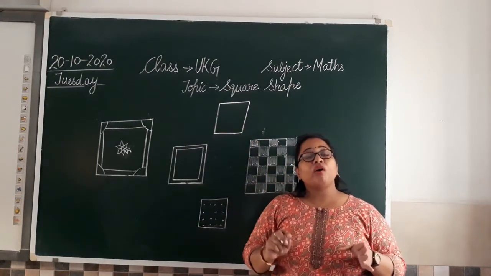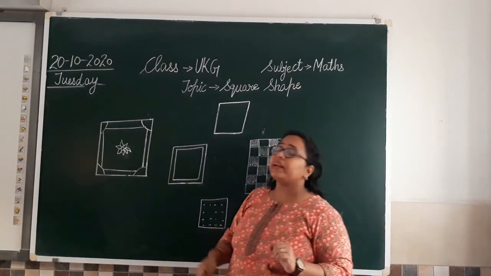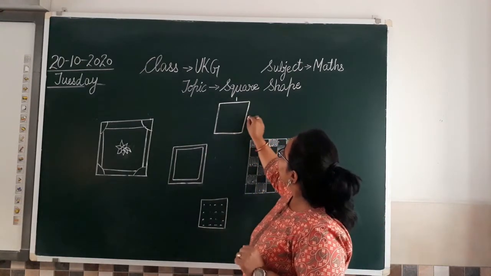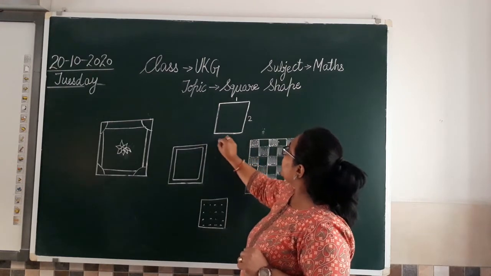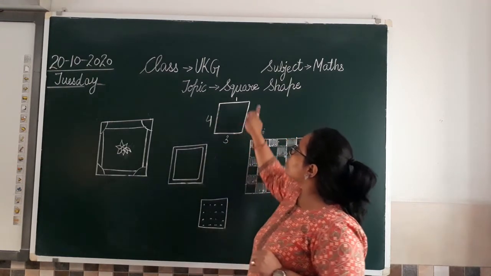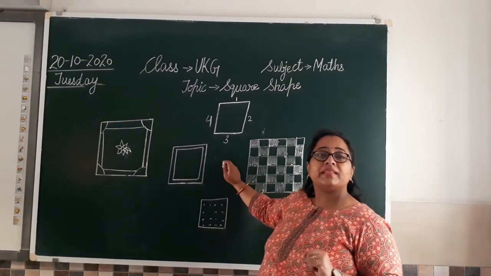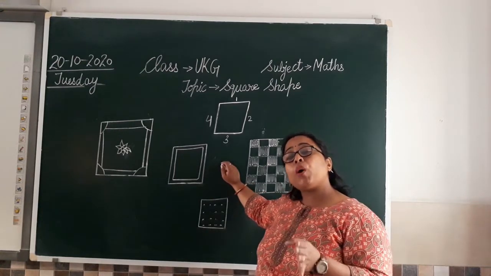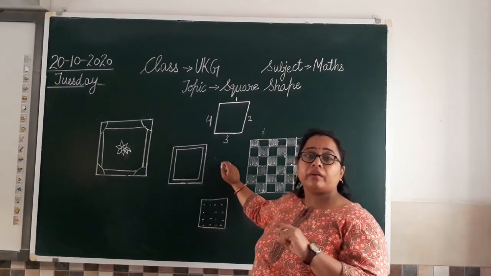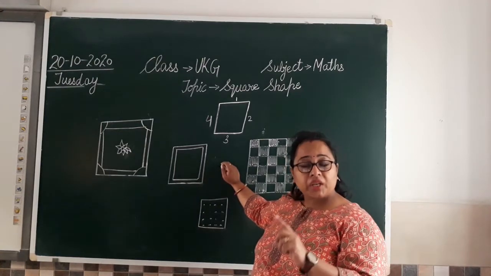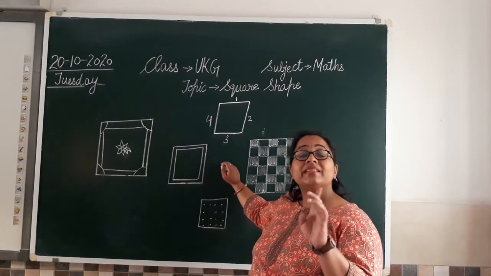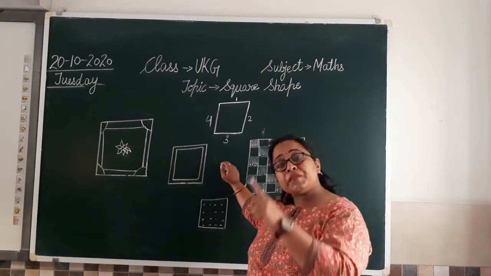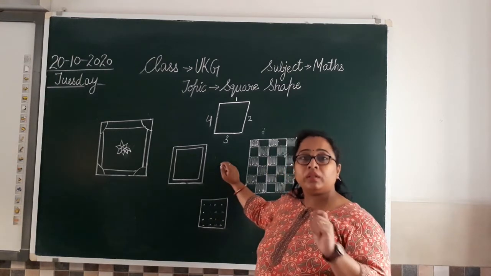The sides of square. First tell me how many sides are there? 1, 2, 3, 4. So square की कितनी sides है? How many sides are there? 4 sides. Now the main important point to remember here is square is the shape having 4 sides and all these 4 sides are equal.